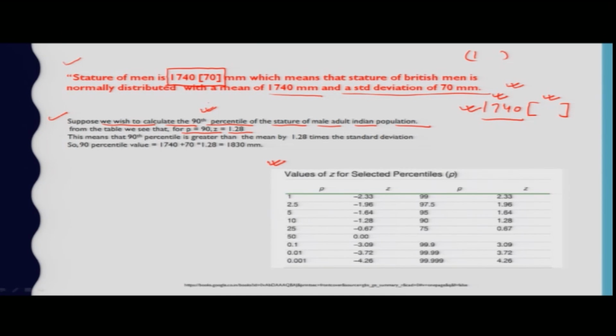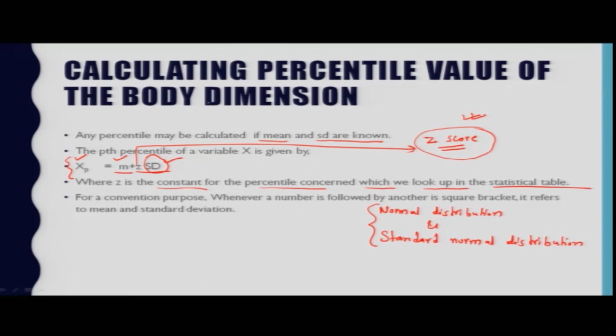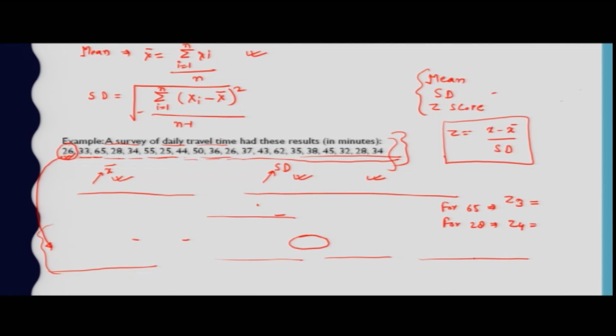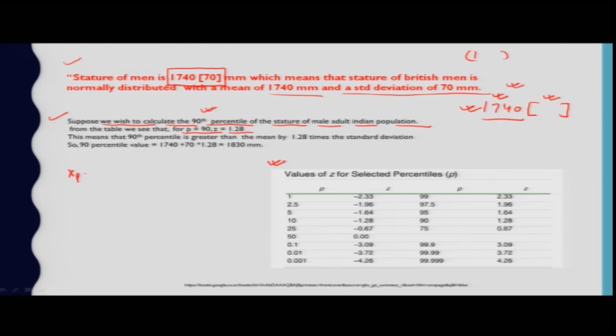So, as you can recall from the previous slide, we have gone with one formula, that is this one. So, xp equals m plus z times standard deviation. That formula we will use in order to calculate the pth percentile. So, that formula was xp equals m plus z times SD.